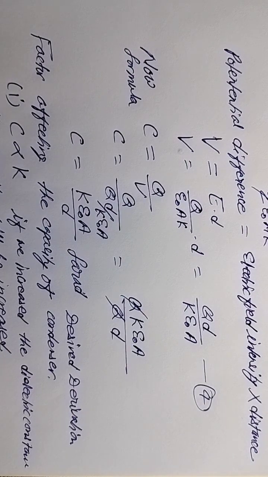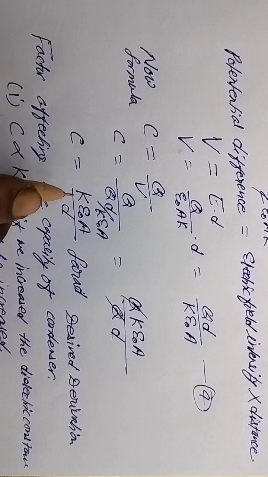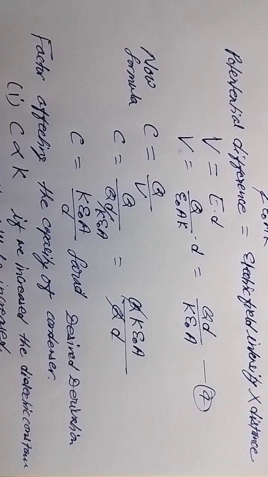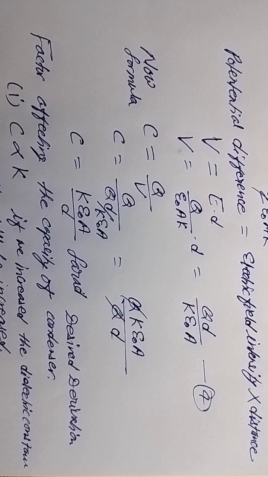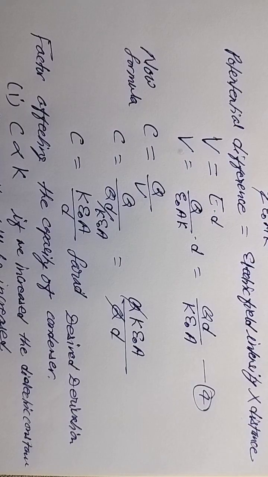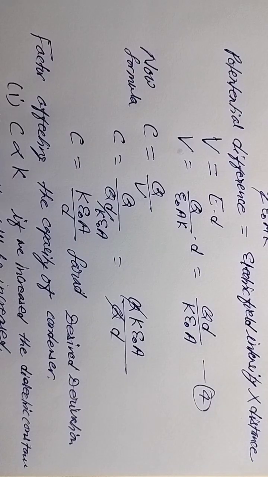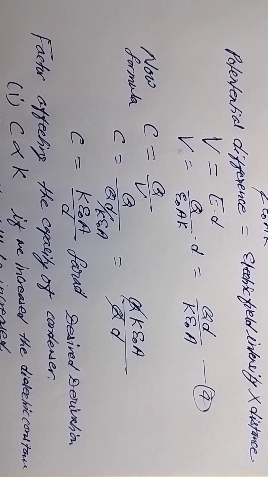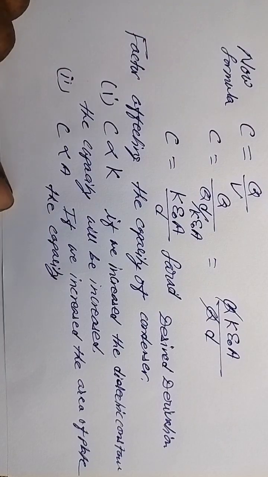Number 2, C is proportional to A, that is, the capacity of a condenser is just proportional to the area of plate A. If we increase the area of plate, the capacity will be increased.